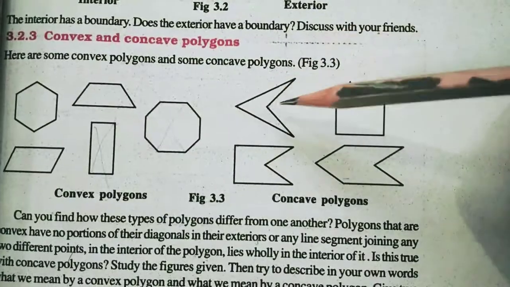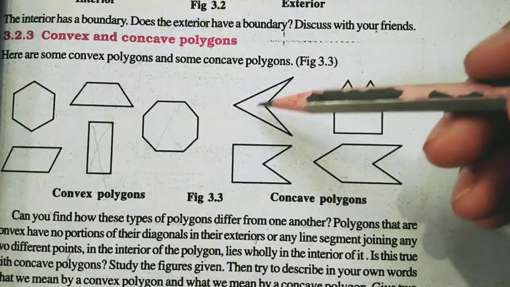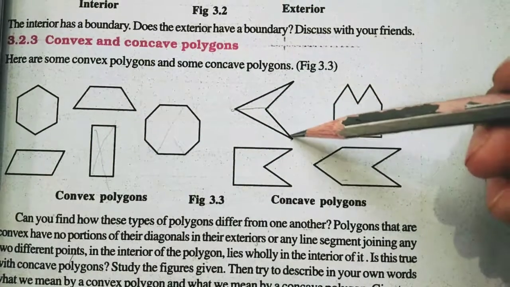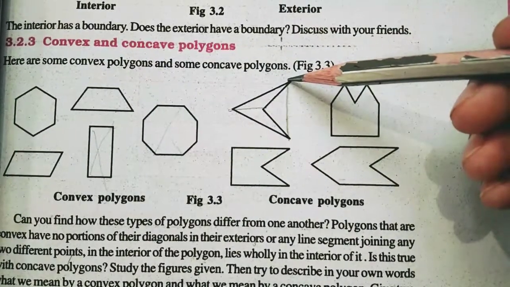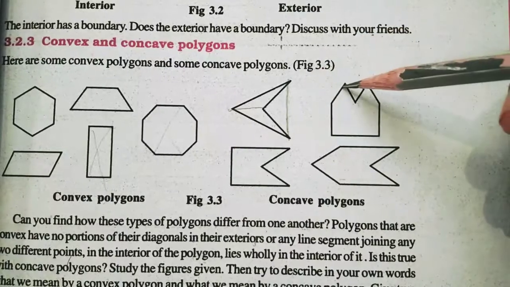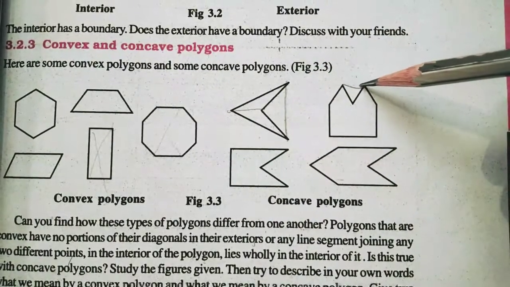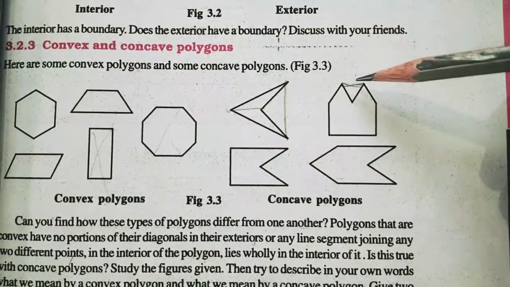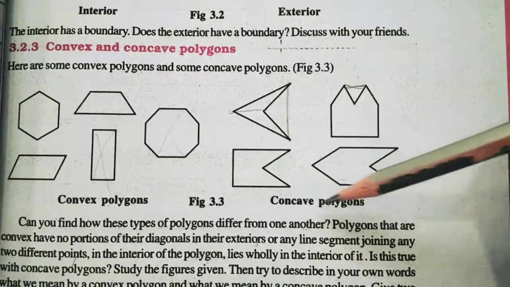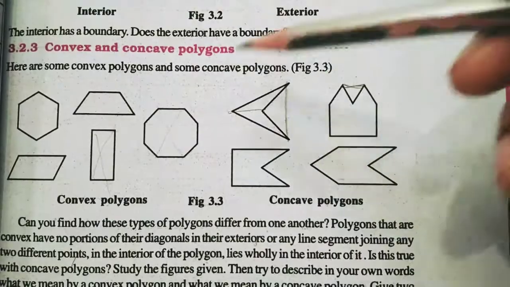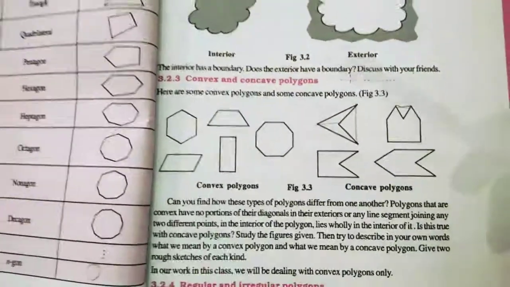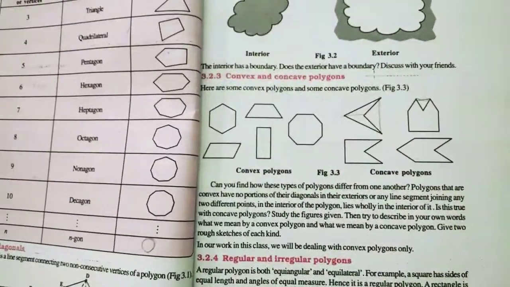But here, suppose we join these 2 points, it is inside. But if we join these 2 points, it is outside the figure. This line segment joining 2 points is outside the figure, so it is in the exterior of the figure. So this is called a concave polygon. So understood the difference between convex and concave polygon? So read all the things I taught today, and in the next video we will continue the class. Okay, thank you.